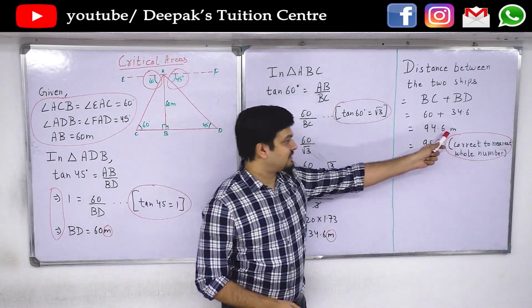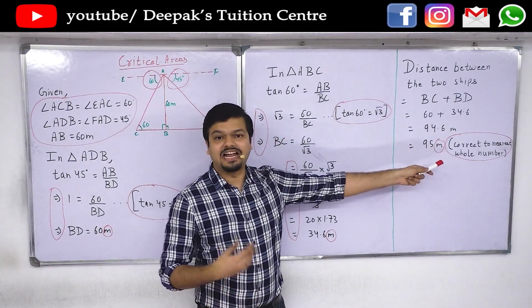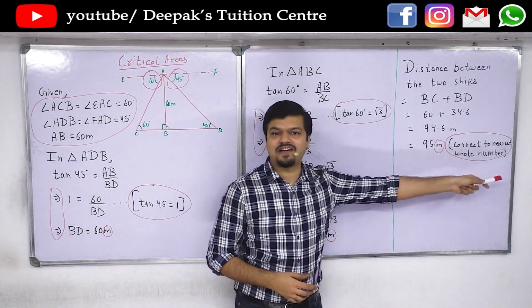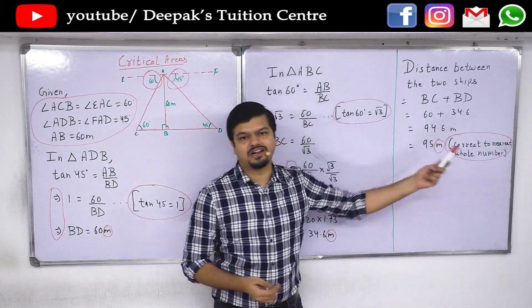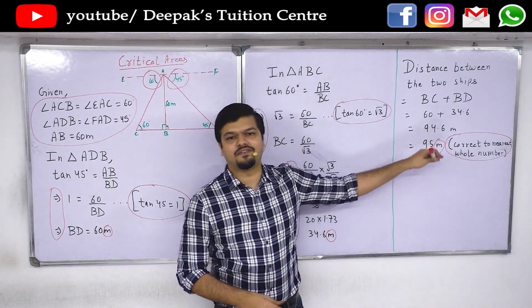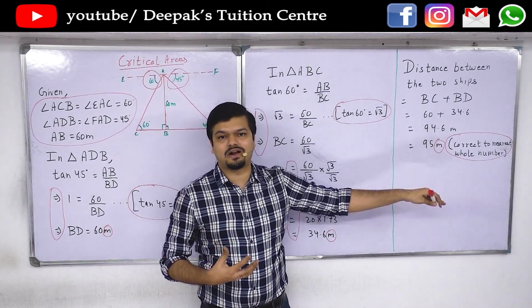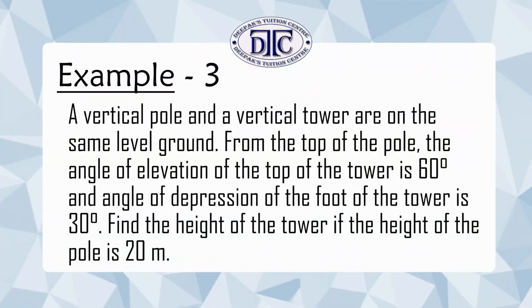And because we have simply converted 94.6 meter to 95 meter, it is best to write why we have converted it. Because the question stated correct to nearest whole number, so that is why we converted it. So it is always best to write why we have rounded it off, because the question asked for it.